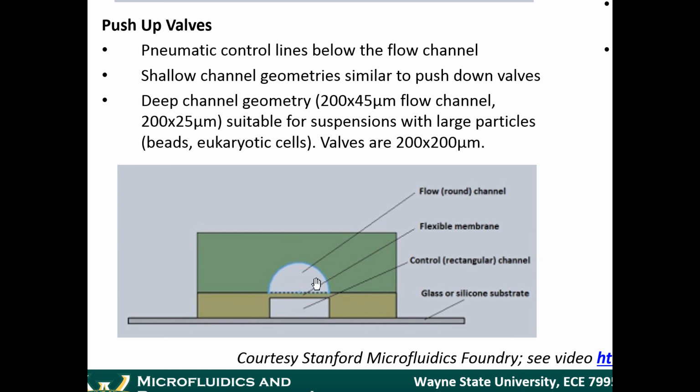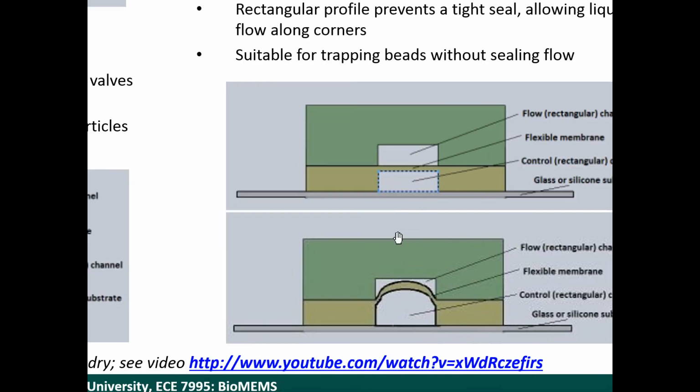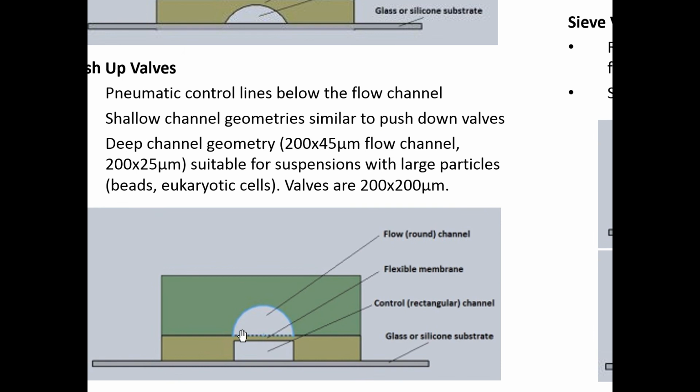So it's also correct. If it's a square profile, this type of valve, for example, has a rectangular profile at the bottom and a rectangular profile at the top. When the valve deforms like this, it's going to leave some openings here. It's going to leave some leaking. So that's why the flow channel is often rounded.